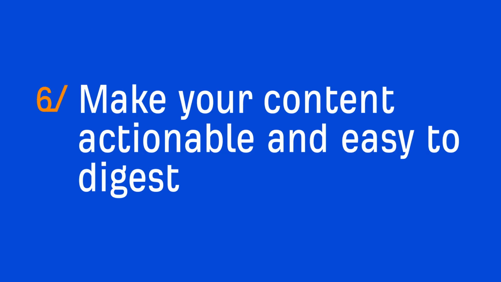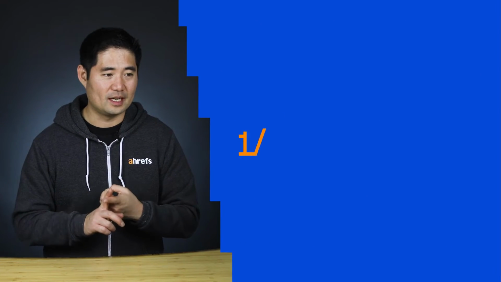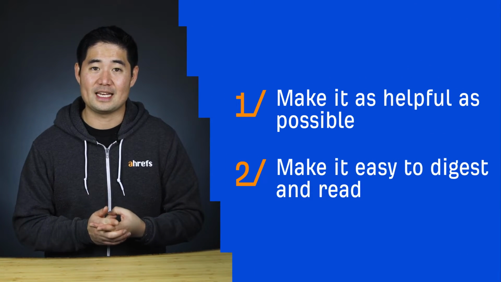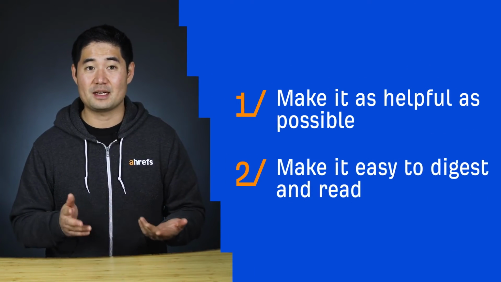Alright, let's move on to the next step, which is to make your content actionable and easy to digest. So your outline should act as a nice skeleton for your post. And to add meat to those bones, you need to do two things. Number one, you want to make it as helpful as possible, meaning if someone searches for how to paint kitchen cabinets, then they should be able to successfully do that with the help of your content. This will all come down to your knowledge and expertise on the subject. And number two, you want to make it easy to digest and read. And this comes down to your communication and writing skills.